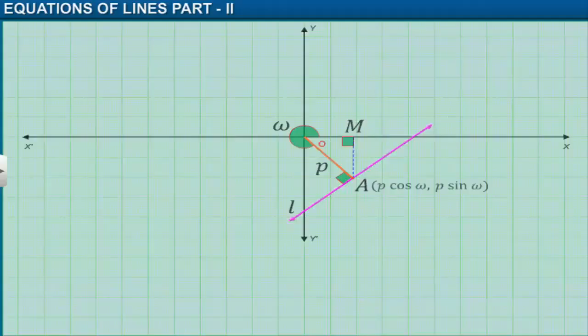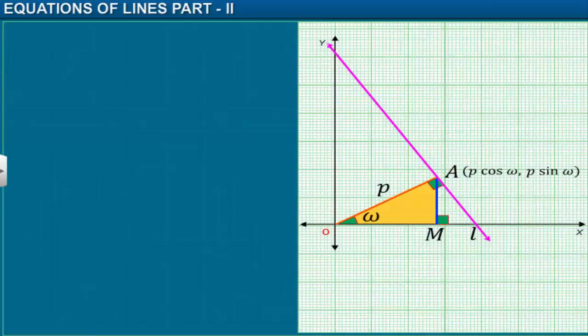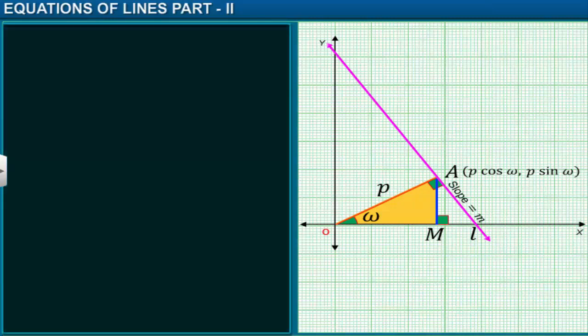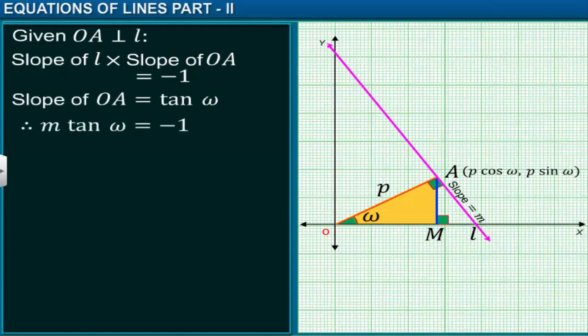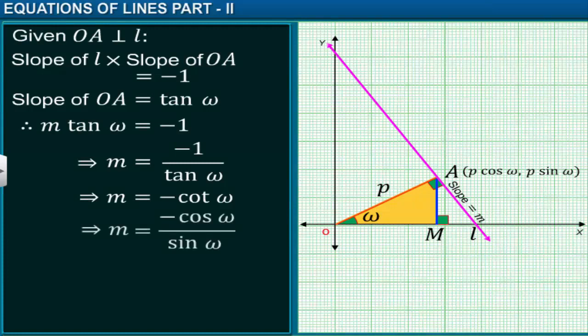Now that we know the coordinates of a point on line L, we can find its equation if we know its slope using the point slope form. Let M be the slope of the given line L. Since OA is perpendicular to line L, the product of their slopes is equal to -1. Given that the inclination of normal OA is omega, its slope is equal to tan omega. Thus we can say that M times tan omega is equal to -1. This implies that the slope is equal to minus cos omega upon sine omega.